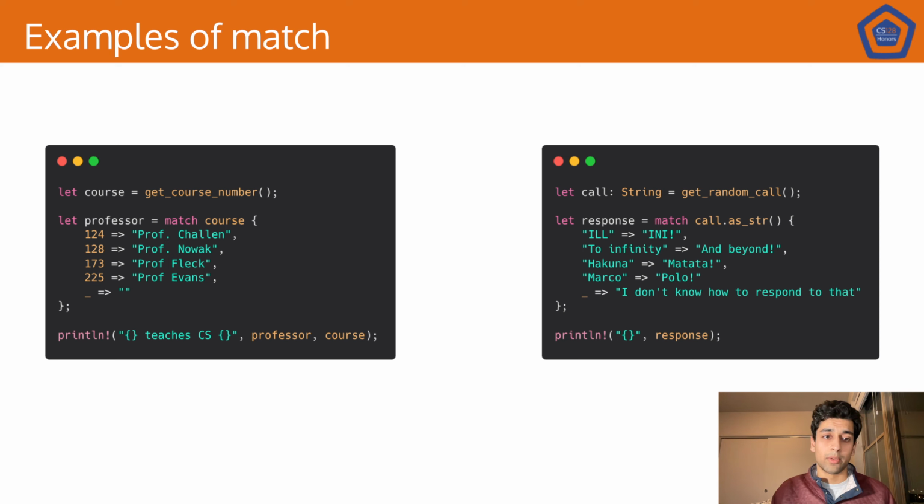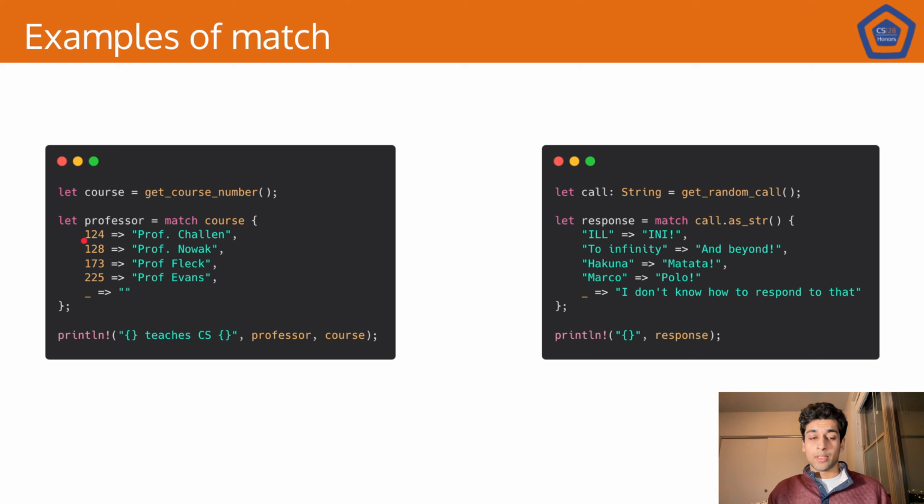Okay, on to the first example. So we have this function get_course_number. Let's assume it just gives us some integer, and we're going to match this variable course. We're going to see what pattern it follows. So the patterns for an integer are quite literally every single integer possible. So perhaps our integer is 124, and we'll say the professor is Professor Town. Or 128, we have Professor Nowak. 173, Professor Fleck, so on and so forth.